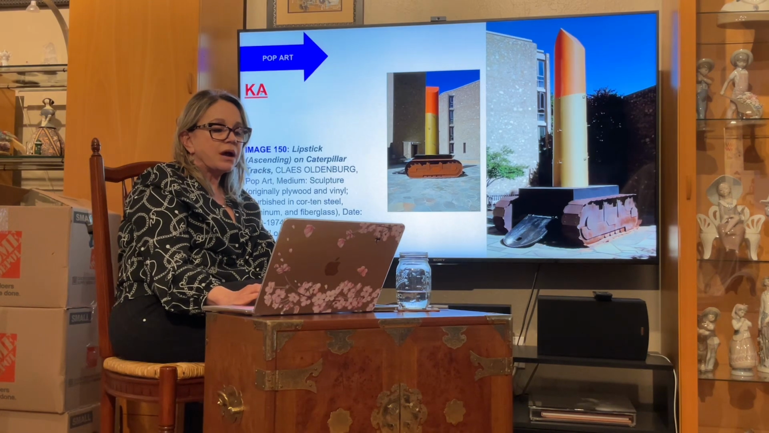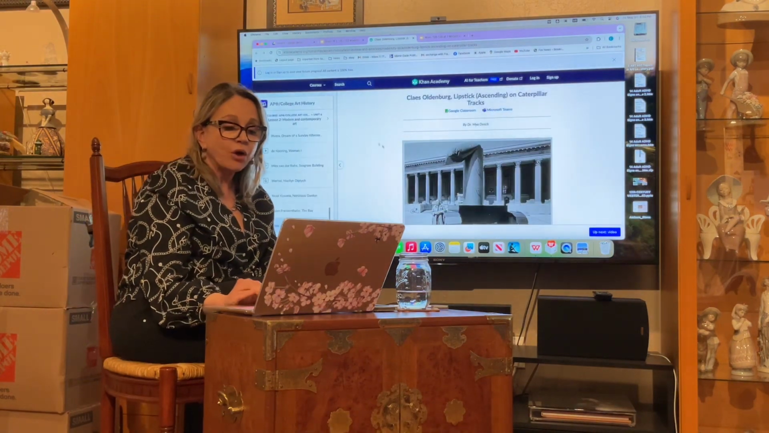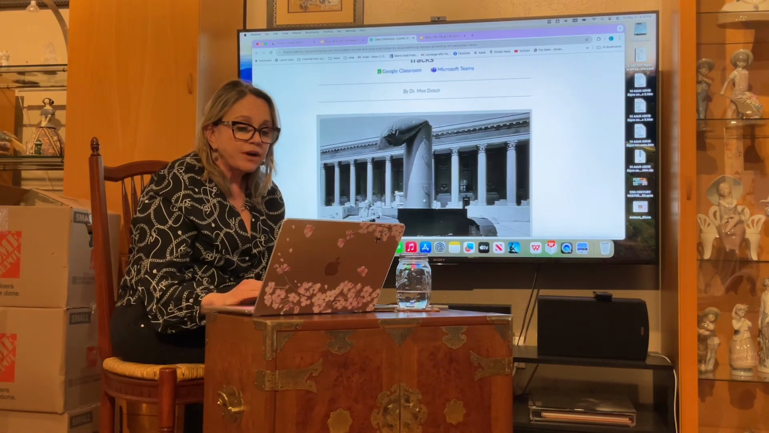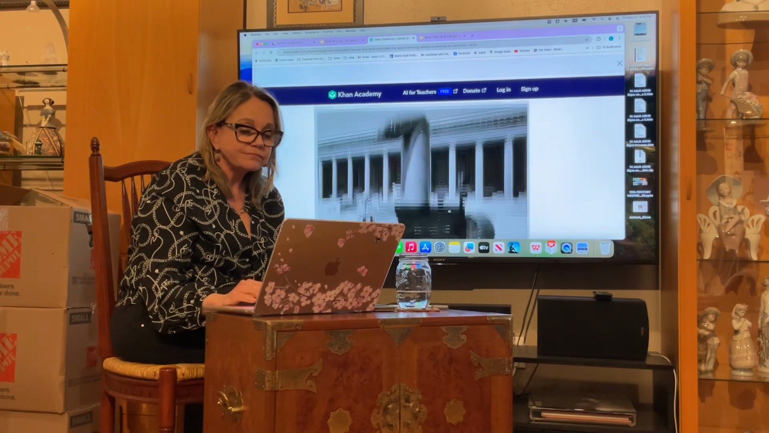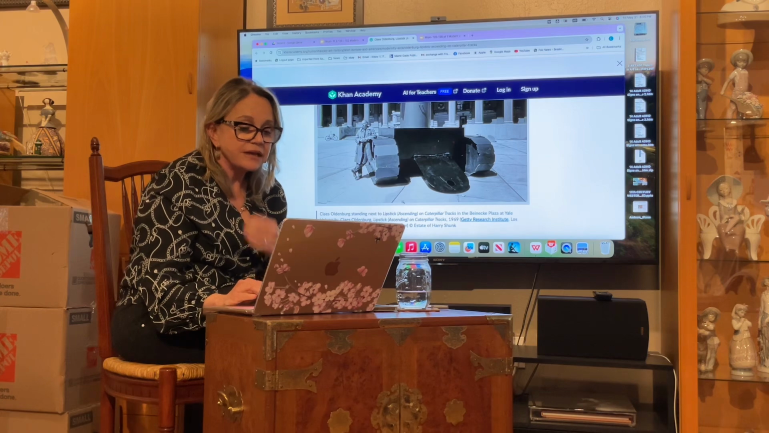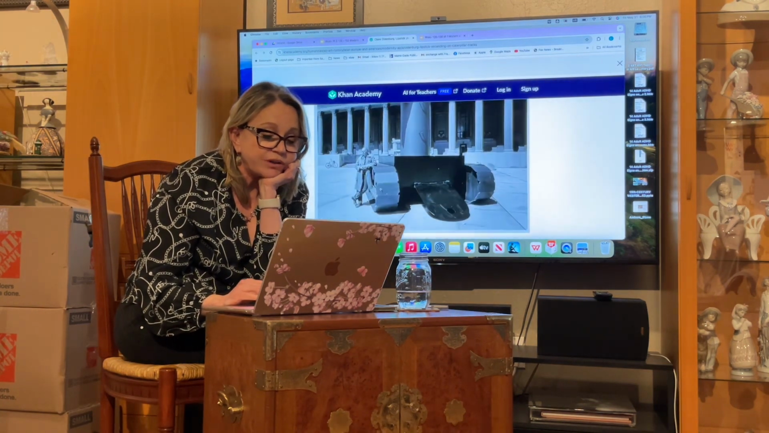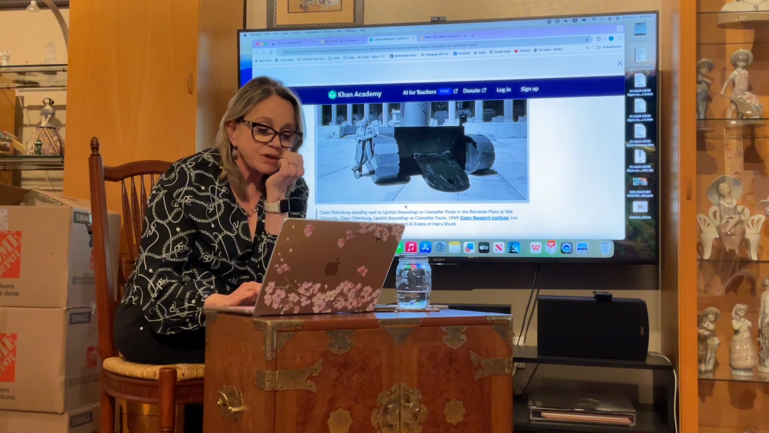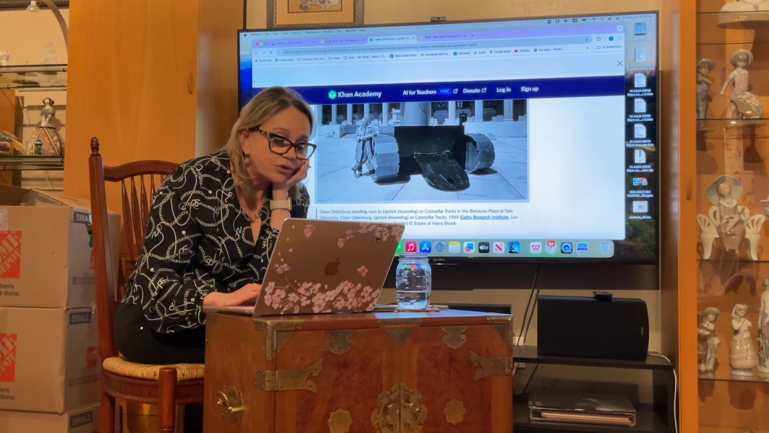So I'm going to try going to the Khan Academy article, because you'll be able to see what it started off as. So this is Claes Oldenburg, and he's standing next to Lipstick on Caterpillar Tracks, but notice that this is not the one that we saw, because this was an early one. And this was initially in the Beinecke Plaza at Yale University.